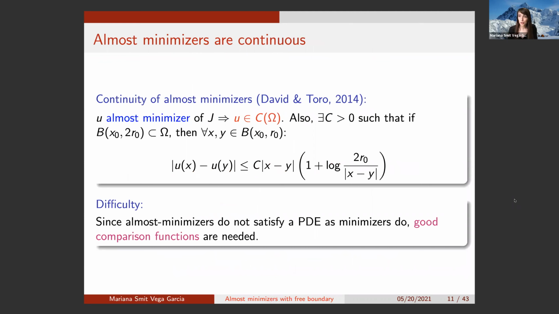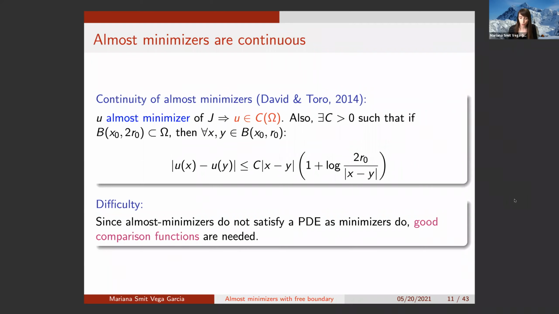So let's discuss a little bit what we can say about these almost minimizers initially in that setting. That's the first one that has been considered. So in 2014, Tatiana started looking at this problem, and they were able to show that if you have an almost minimizer with that definition, then this almost minimizer has to be continuous. And they were able to show an estimate of this kind. So if you are in a large ball inside of your domain, then in a smaller ball, you can compare u of x with u of y with an estimate of this format, which is what you need to show continuity.